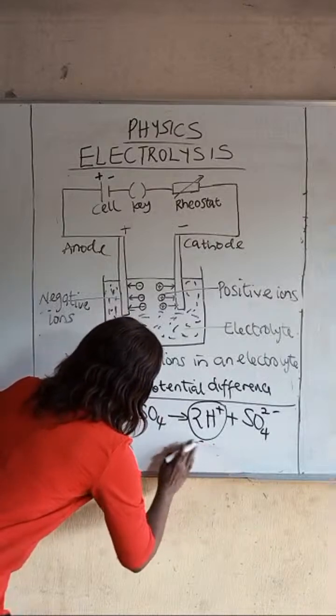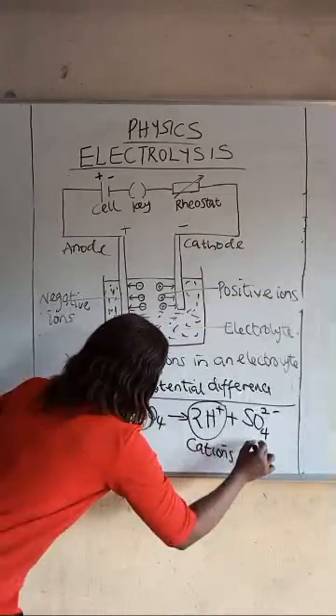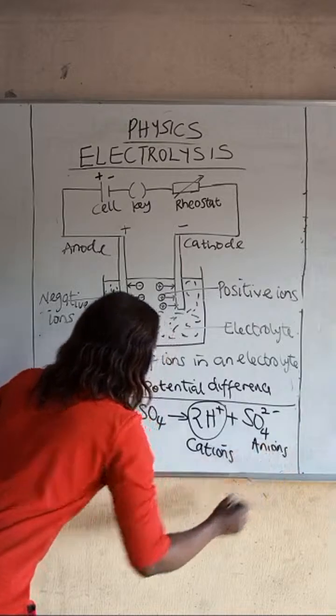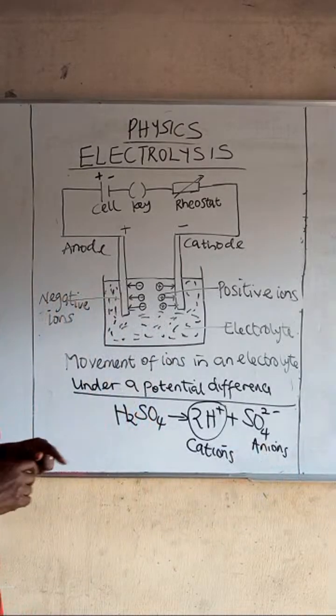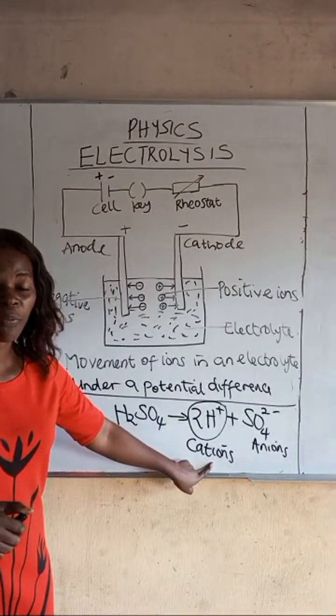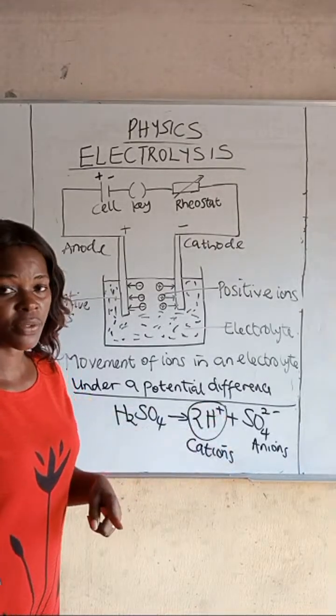Let me write it where you understand it. And this one is what? This is cations. Positive charges are called cations. Positive ions are called cations. Negative ions are called anions.